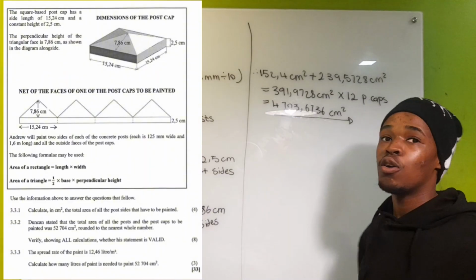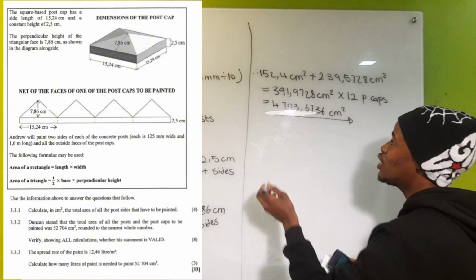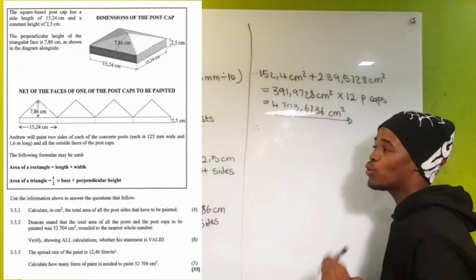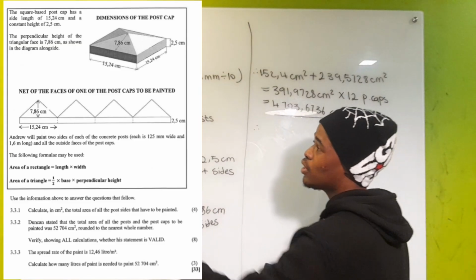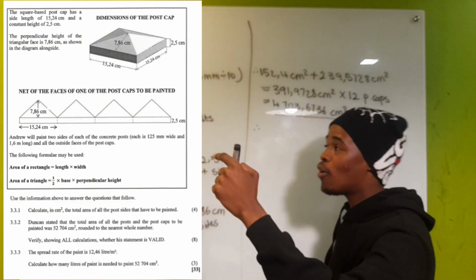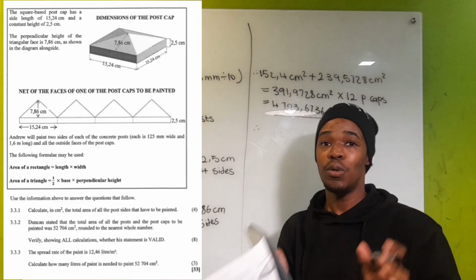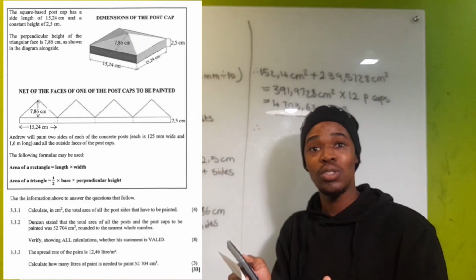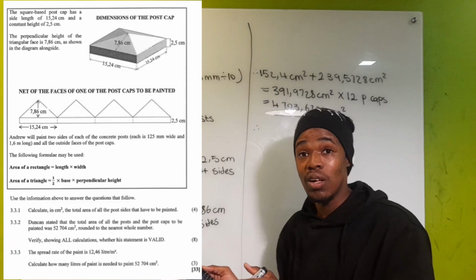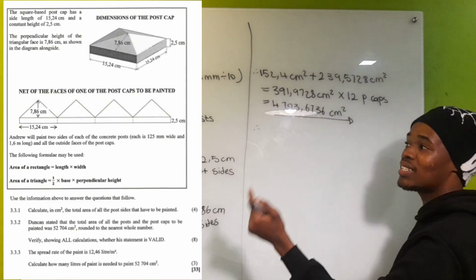This is the total area of 12 post caps. So we're going to take the total area of 12 post caps and add it together with the total area of 12 posts, because they want to know the total area of the post caps combined with the total area of the posts themselves. So we're just going to take our answers and add them together.